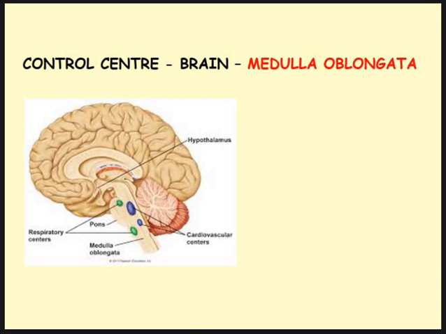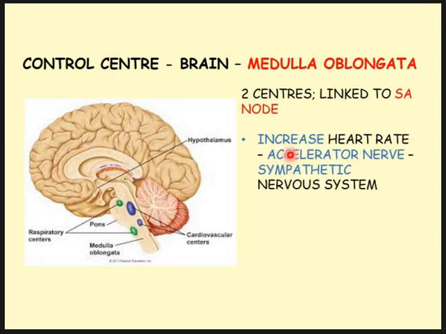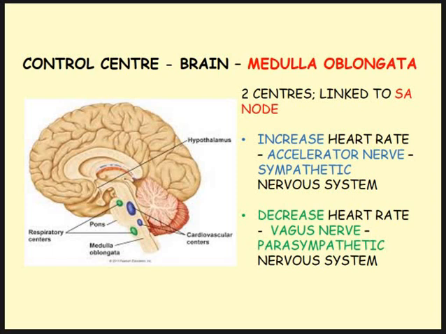But basically, within the medulla oblongata, there are two centres that are linked directly to the sinoatrial node by nerves. So a nerve runs all the way from here, all the way to your heart. One of them increases it, one of them decreases it. So the one that increases your heart rate is called the accelerator nerve, which I think is handily named because it accelerates your heart rate. And that's part of your sympathetic nervous system. And then the one that decreases your heart rate is called the vagus nerve, or the parasympathetic nervous system.